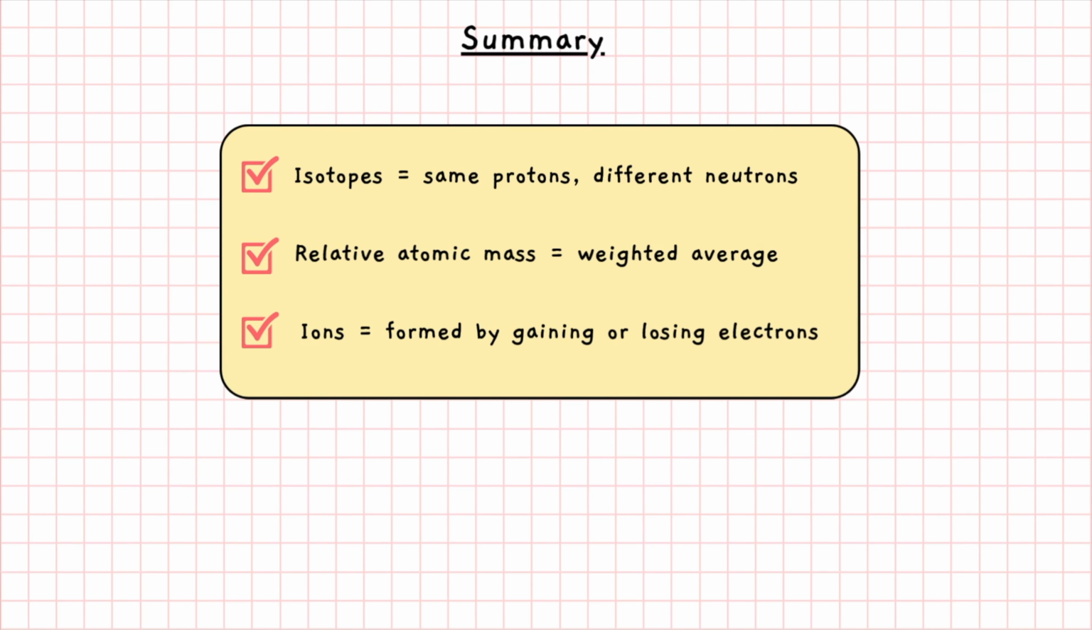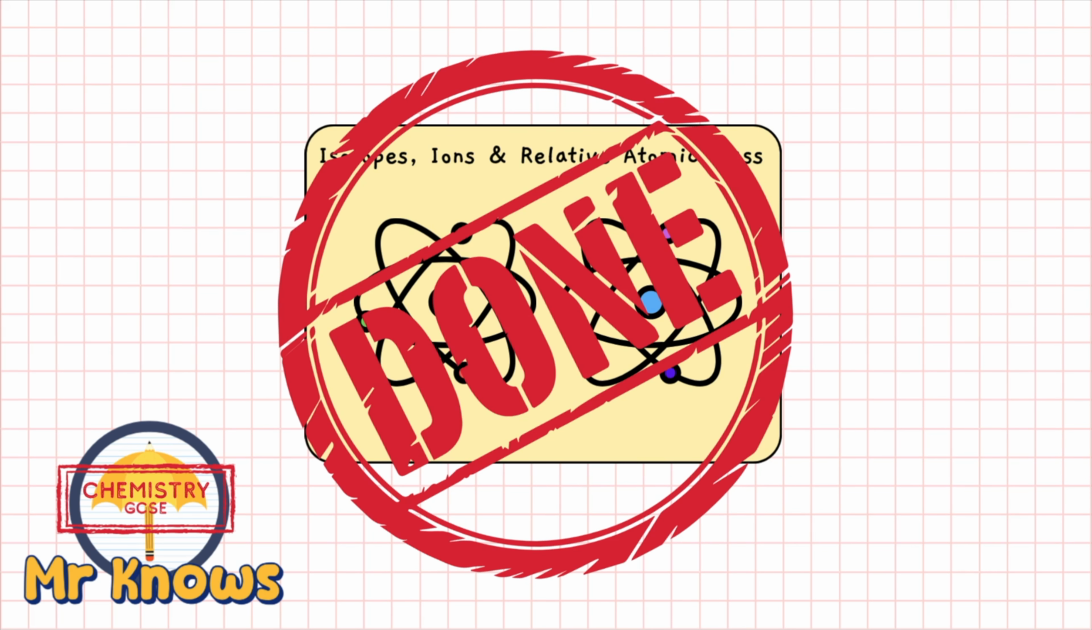Let's recap. Isotopes have the same number of protons, but different number of neutrons. Relative atomic mass is a weighted average of isotopes, and ions form when atoms gain or lose electrons. If you understood those 3 ideas clearly, you've secured a solid chunk of paper 1 marks. If you can confidently explain what an isotope is, calculate a relative atomic mass, and work out charge of an ion, then you've just locked in a huge chunk of paper 1 marks.